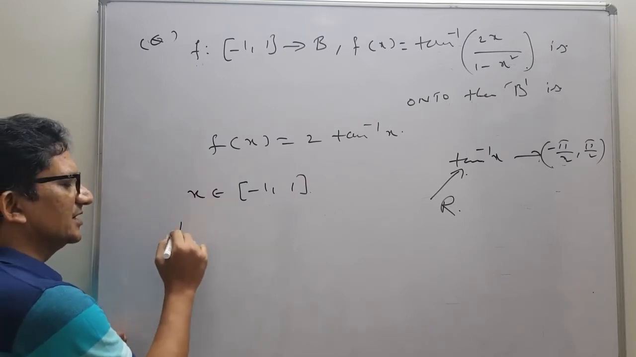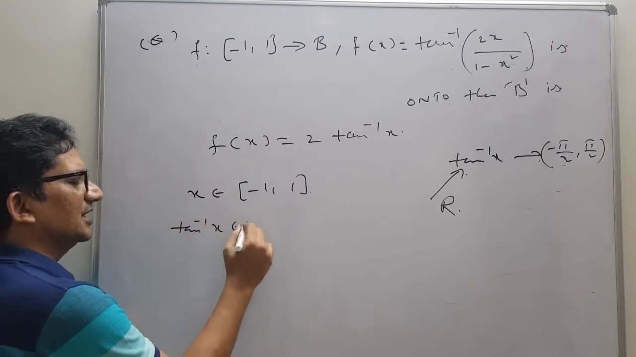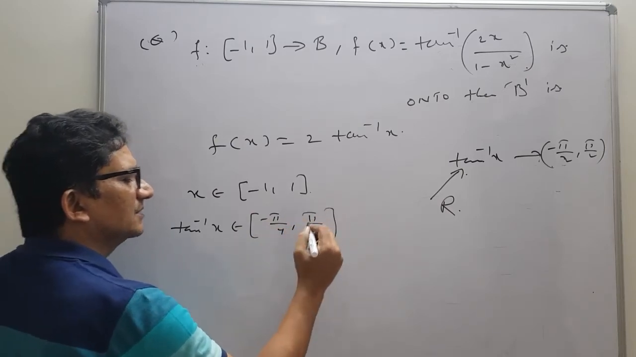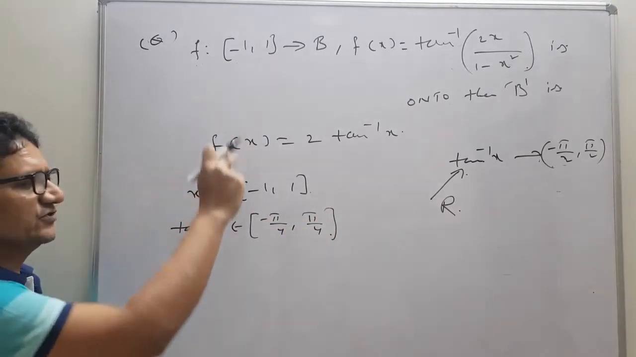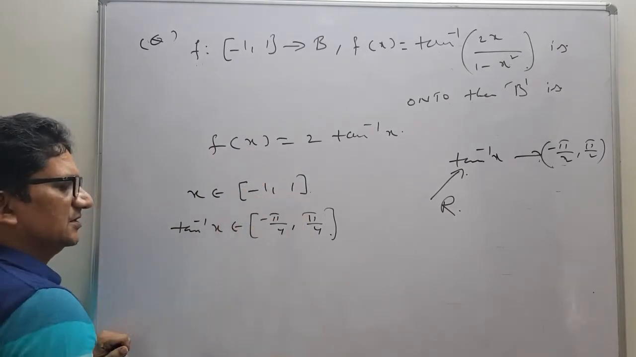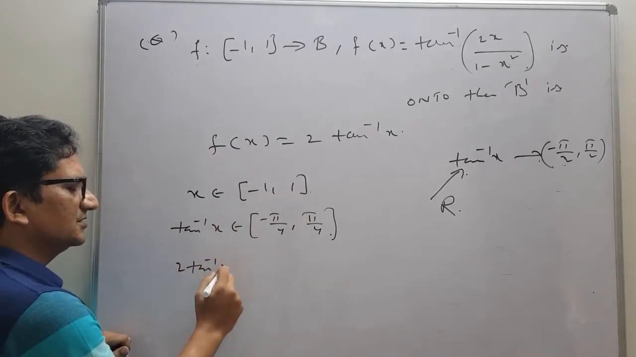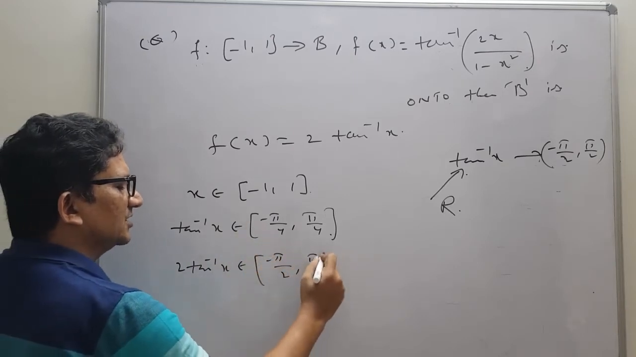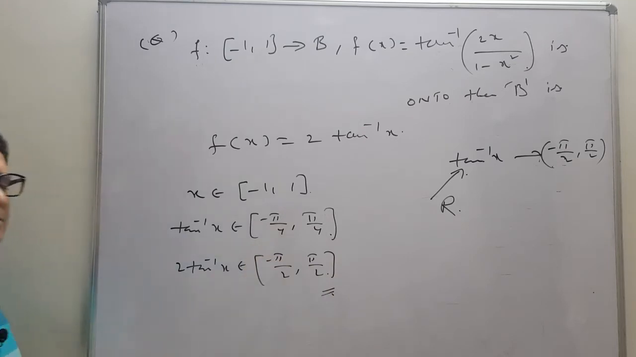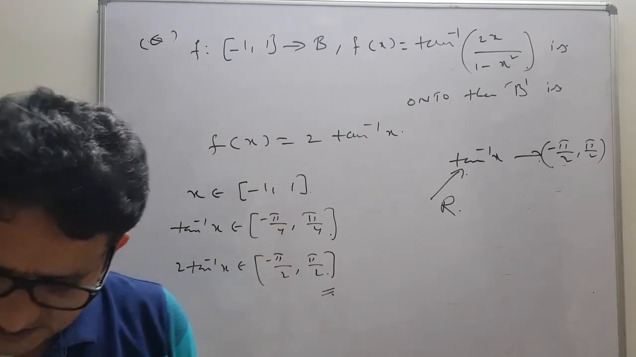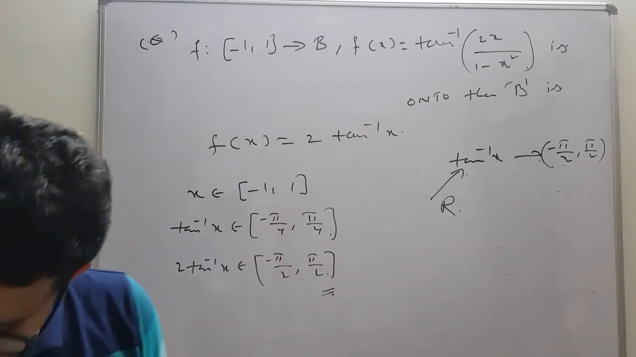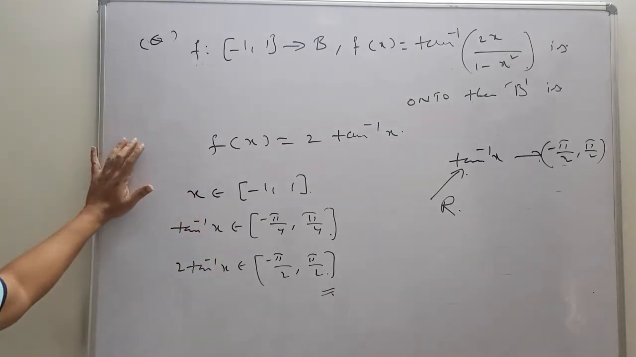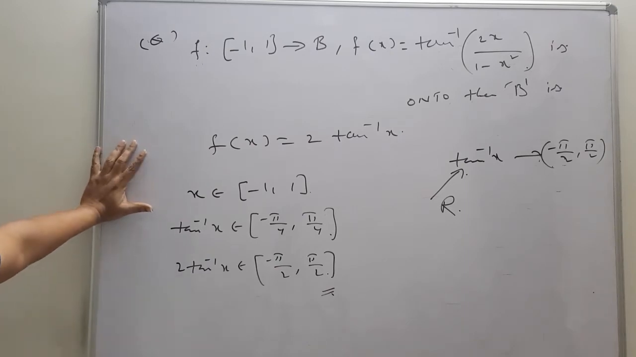If x belongs to minus 1 comma 1, then tan inverse x belongs to minus pi by 4 comma pi by 4, because tan inverse x is an increasing function, so we can apply this. So 2 times tan inverse x belongs to, if you multiply by 2, minus pi by 2 comma pi by 2. This is the result. Got it? Yes, sir.